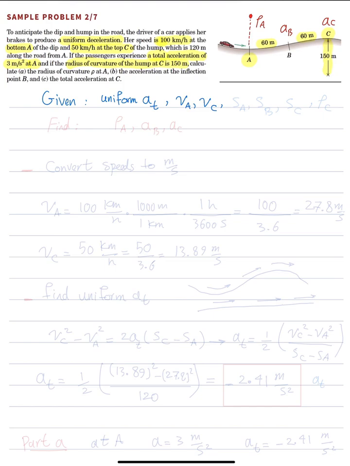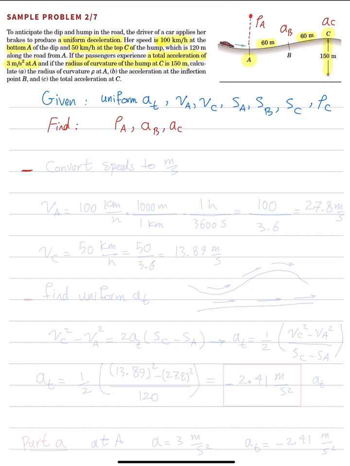So let's call this, let's assume that at A, SA is 0, so we know SB is 60 meters, and we know SC, that's 120 meters. And finally, we know rho C. And we want to find rho A, AB, and AC. Okay?